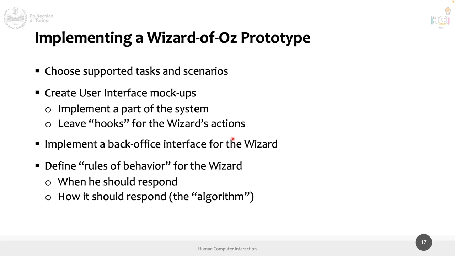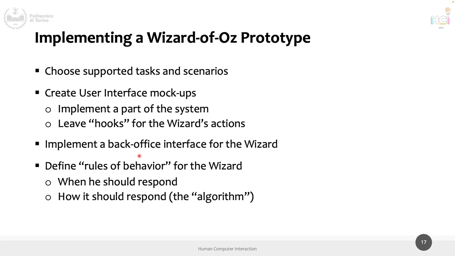So you will need to implement a back-office interface for the wizard, an interface that receives enough information to reply, and allows the wizard to reply through the same interface, or through a similar interface. And you should also define the rules of behavior for the wizard, when he should respond and how he should respond, to mimic what you want to do, like the nice answer versus the harsh answer.